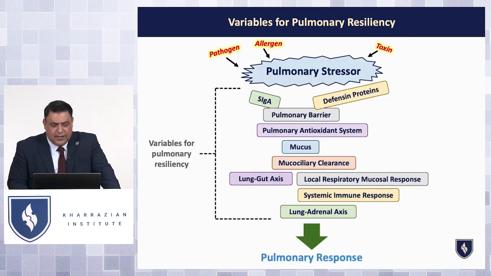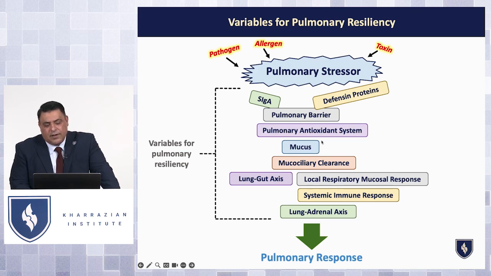The other key thing that you're always looking at with all respiratory conditions and asthma is, what is their pulmonary resiliency? This was a fundamental concept that we went over. Are their sIgA levels intact? We can measure those. Do they have pulmonary barrier permeability? Do they have enough antioxidants? Do they have excess mucus and are not handling that very well? Do they have mucociliary clearance issues? Is their lung axis dysfunctional? Do they have systemic inflammatory immune responses? What's going on with their lung adrenal axis?